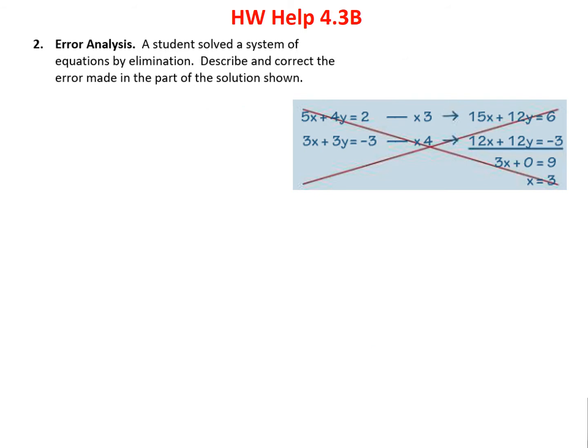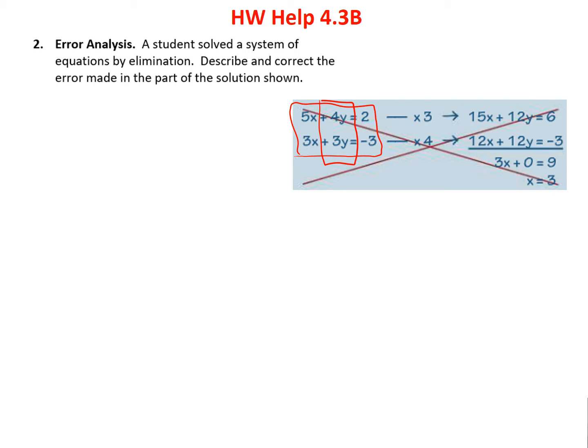Problem 2 is an error analysis. It says a student solved a system of equations by elimination. Describe and correct the error. Now notice, here's where they're working at, this solution, and they decided to work on the y's. So they said, what can we do here? So they multiplied this one by 3 to get 12y, and they multiplied this one by 4 to get 12y.